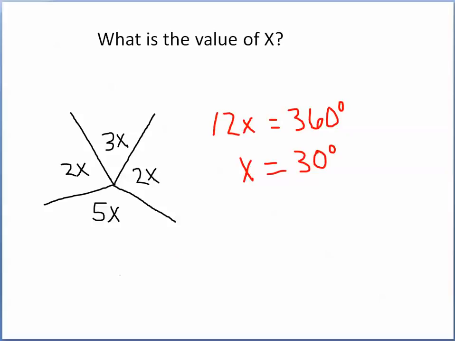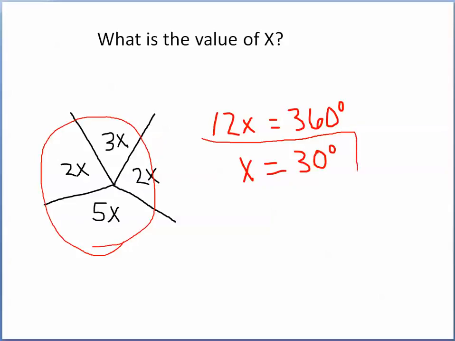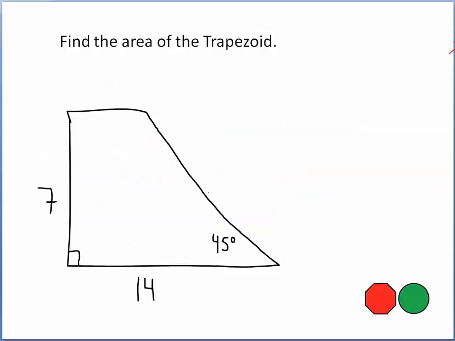Turns out that x is equal to 30, because if you counted them, you have a total of 12 x's here, and it's 360 degrees all the way around. So 12x equals 360 degrees. Solve for x by dividing both sides by 12, and you get x equals 30 degrees.